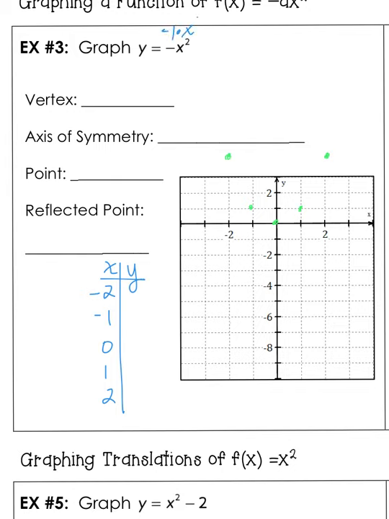So it's basically saying -1 times x squared. So -2 squared is +4 times -1 is -4. -1 squared is +1 times -1 is -1. 0 squared is 0 times -1 is 0. 1 squared is 1 times -1 is -1. And finally, 2 squared is 4 times -1 is -4. So I'm going to plot those.